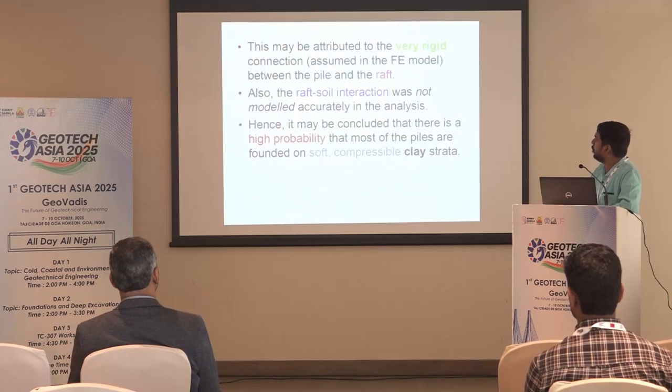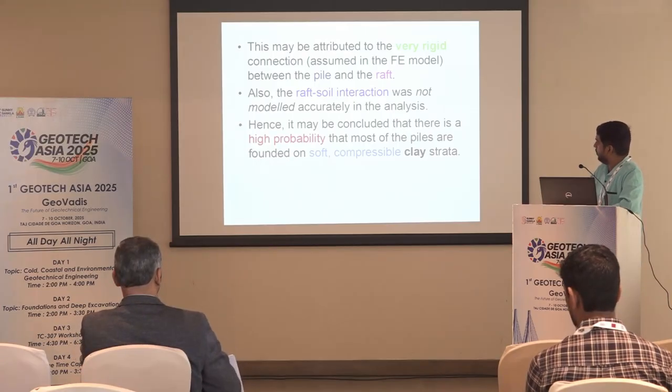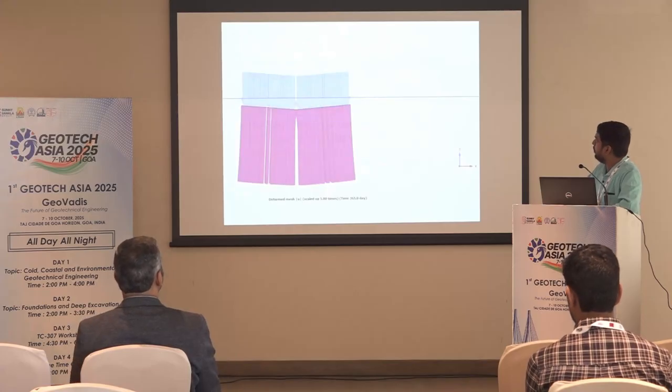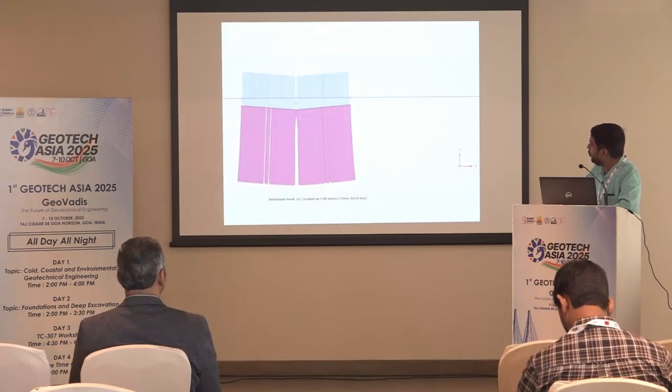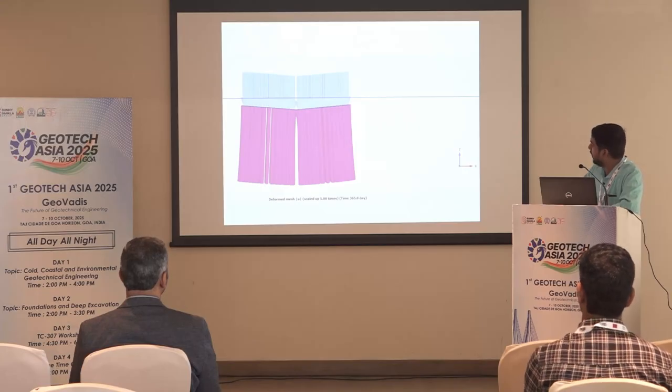This may be attributed to the very rigid connection that was assumed in the FE model between the pile and the raft. Also, the raft-soil interaction was not modeled accurately in the analysis. It may be concluded that there is a high probability that most of the piles are founded on soft compressible clay strata. Finally, this is the picture where you can see the deformed mesh, and due to the consolidation and the overlapping of the pressure bulb, this is the way the tank was subsiding.